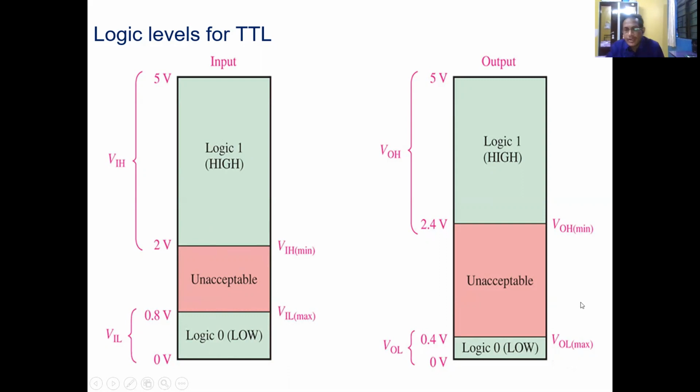Then another two voltage parameters are there, VOL max and VOH minimum. VOL max, as the name says, O stands for output, L for low. So the maximum value of output voltage that should be considered as a logic 0 is VOL max. In this case, 0 to 0.4 volt is a logic 0, and this is the value of VOL max. Then from 0.4 to 2.3999, this voltage I will call unacceptable or undefined voltage.